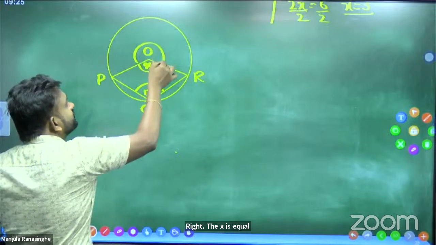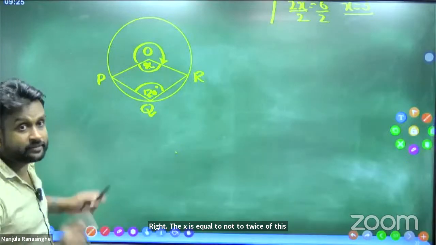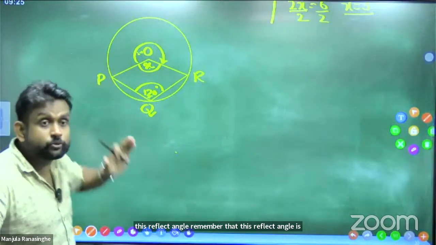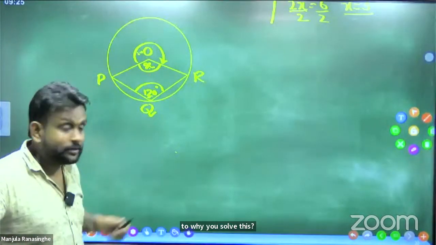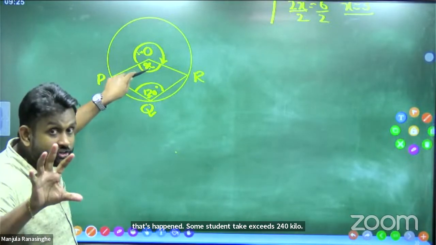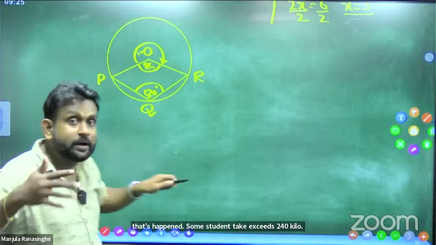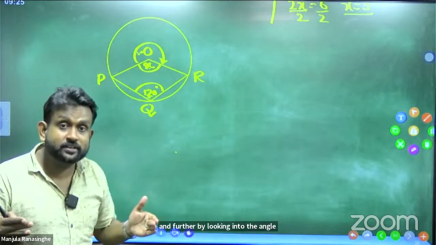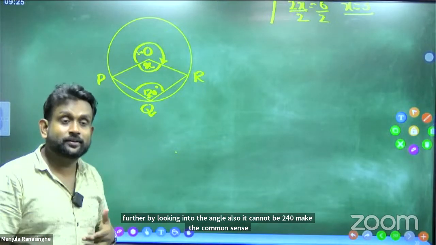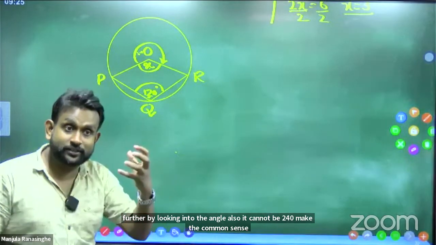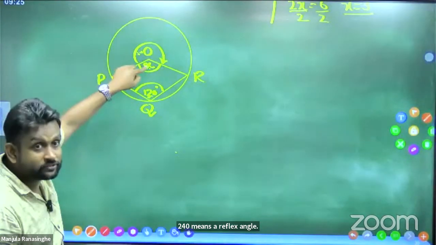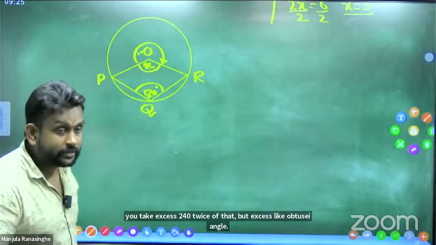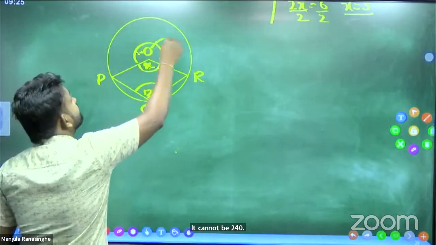Remember that this reflex angle is twice of this. Some students take x as 240, but they are not in the same segment. Remember that. And further, by looking at the angle also, it cannot be 240. Use common sense. 240 means a reflex angle, but x is like an obtuse angle. It cannot be 240.